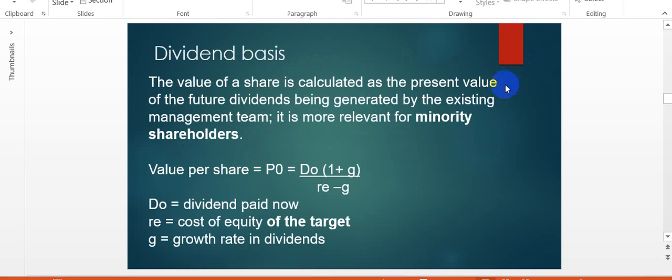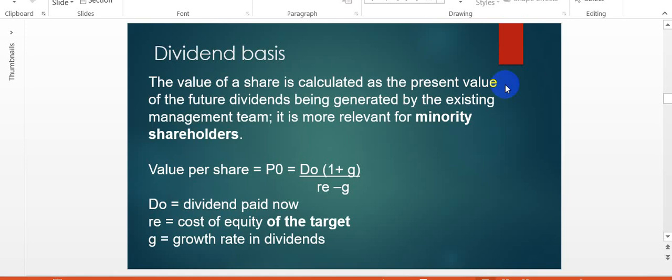We move to the third one, the dividend basis. Using the dividend basis, the value of a share is calculated as the present value of the future dividends being generated by the existing management team. This one is more relevant for minority shareholders. In the FM paper, you'll be given the formula.